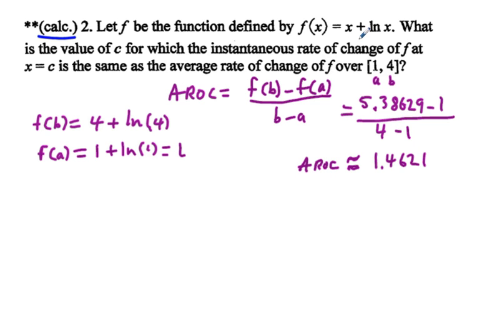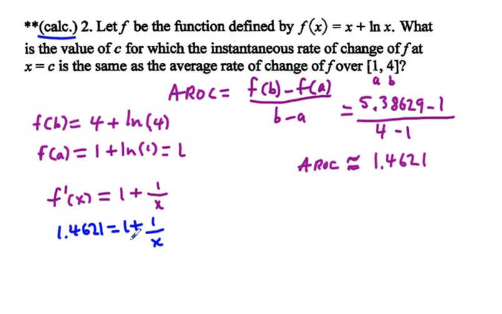Now we're going to have to go ahead and take f prime of x. F prime of x equals the derivative of x, which is 1, plus the derivative of ln x, which is going to be the derivative of x over x. So that's going to be our derivative, and now we're going to take this A-ROC and change places with f prime of x. So we have 1.4621 equals 1 plus 1 over x.